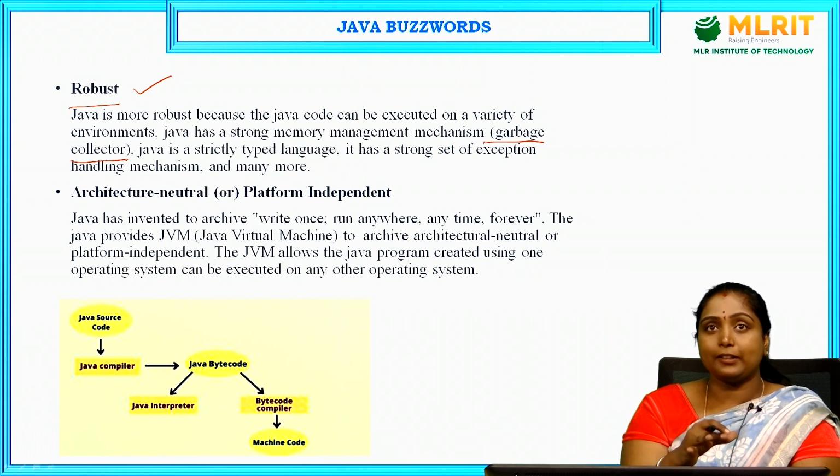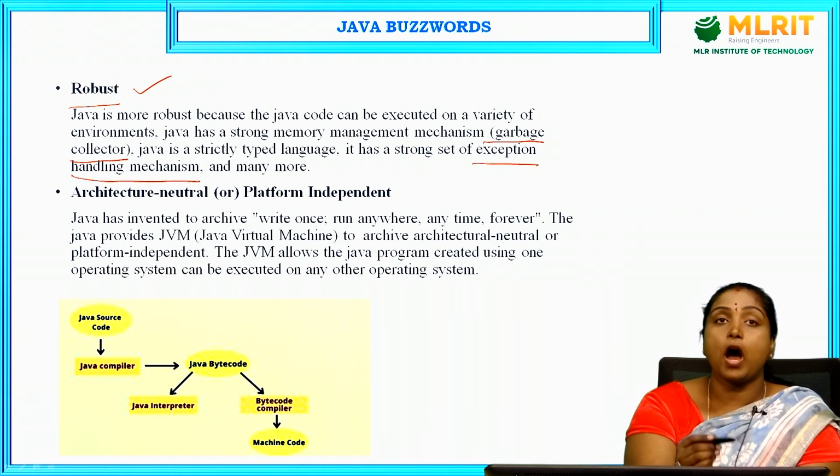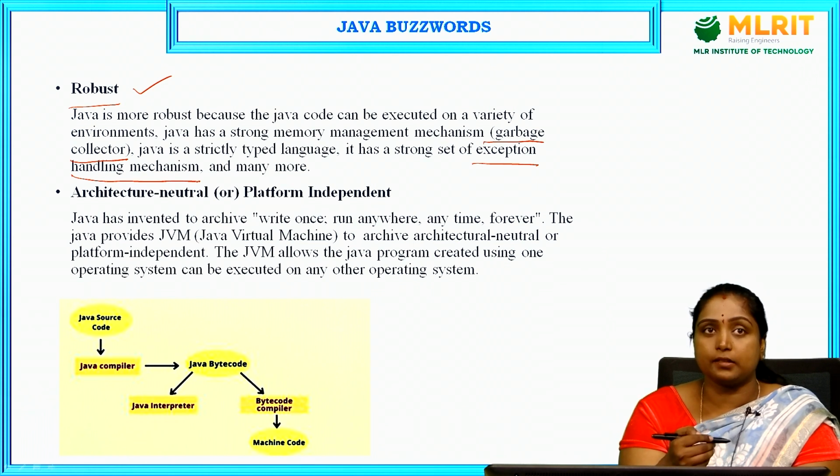So that is the best concept we see in a garbage collector. As well as it has a strong set of exception handling mechanisms. How are you going to handle the errors? What errors can you find? The exceptions. How can you handle some exceptions? So we have a strong feature of exception handling. Based on these two entities, we can say that Java is a robust programming language. Robust is one of the best features of the Java buzzwords.